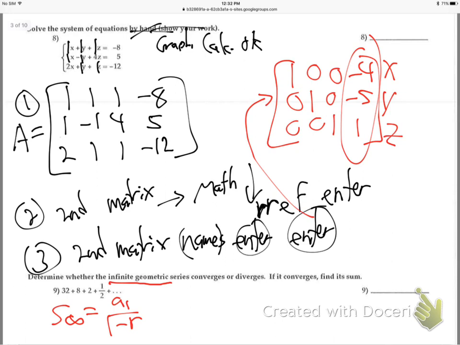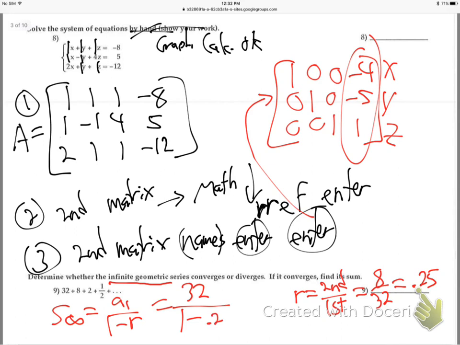So what's A1? A1's first term, 32. What's R? R is always second term over first. 8 over 32. 0.25 or 1/4, either one. 0.25 is fine. So that's my R. So it's 32 over 0.75. Hit the buttons on your calculator. Some kind of decimal, whatever it is. Does that make sense on that one?